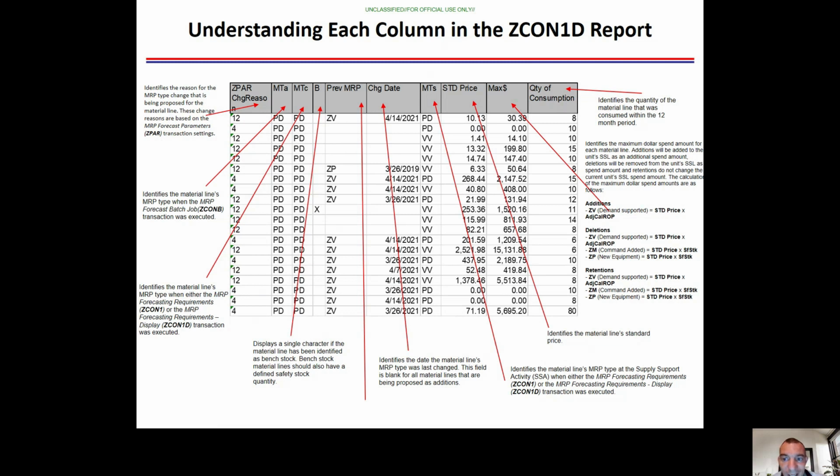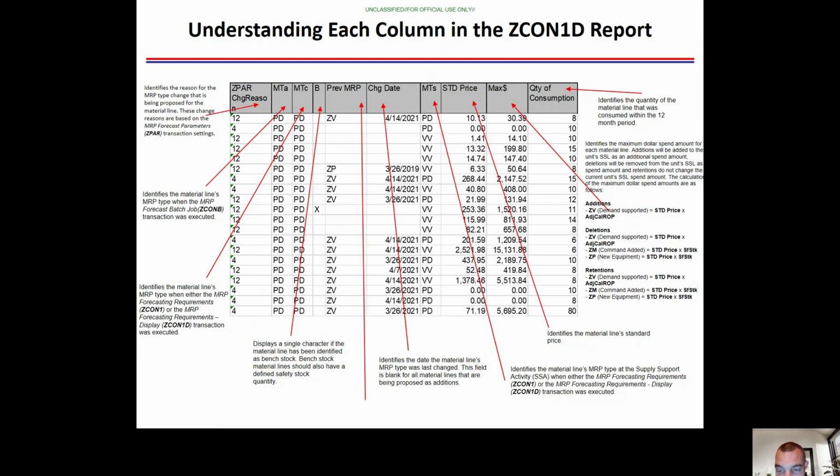Additions will be added to the unit's SSL for an additional amount spent, and deletions will be removed from the unit's SSL. The calculations are based on several formulas here. Additions for ZV lines is calculated as standard price times adjusted calculation reorder point, okay? Deletions, standard price times adjusted calculations.